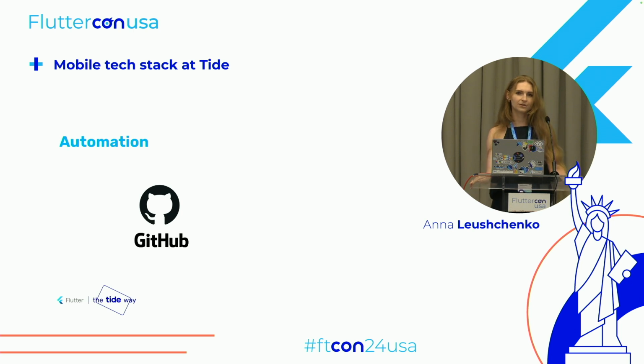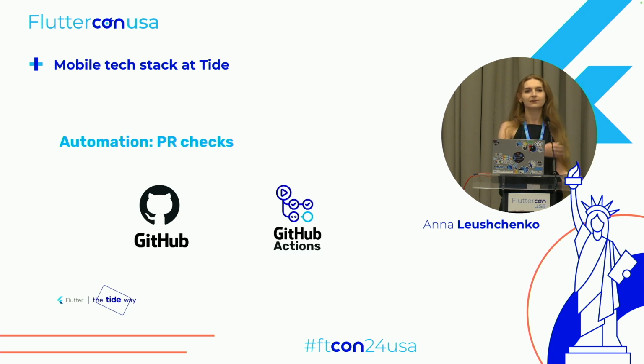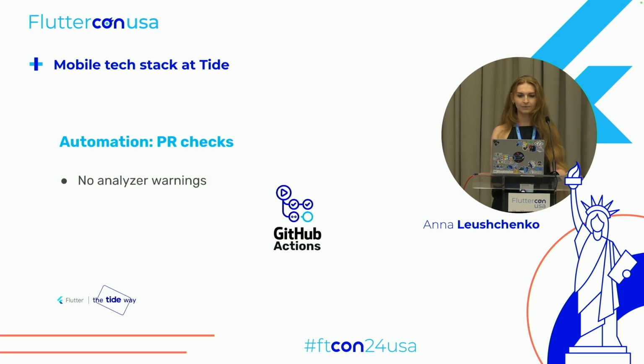So once you are ready to share your first contribution, you'll have to open a PR on GitHub, because our main branch is protected from accidental or even intentional pushes. So we have configured a bunch of GitHub actions to run on each PR to perform code quality checks. And I will only highlight a few of them. First, we run Flutter analyze to make sure that new code has no warnings.